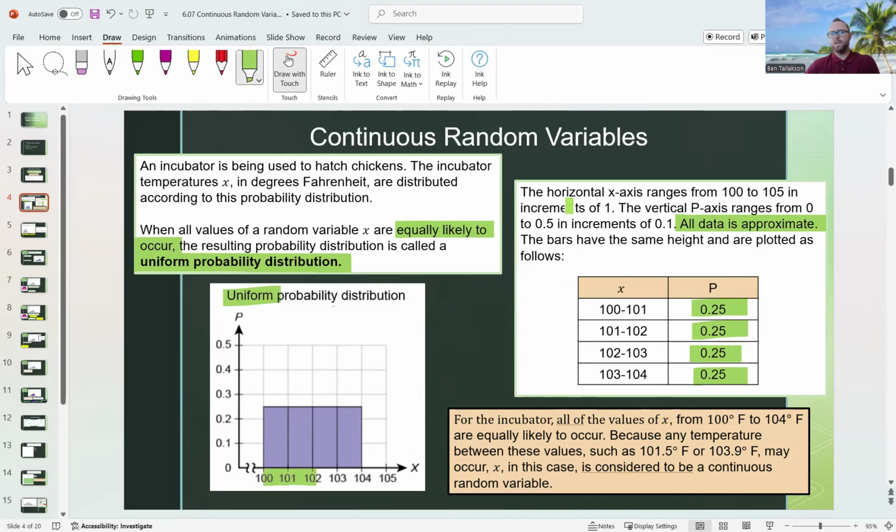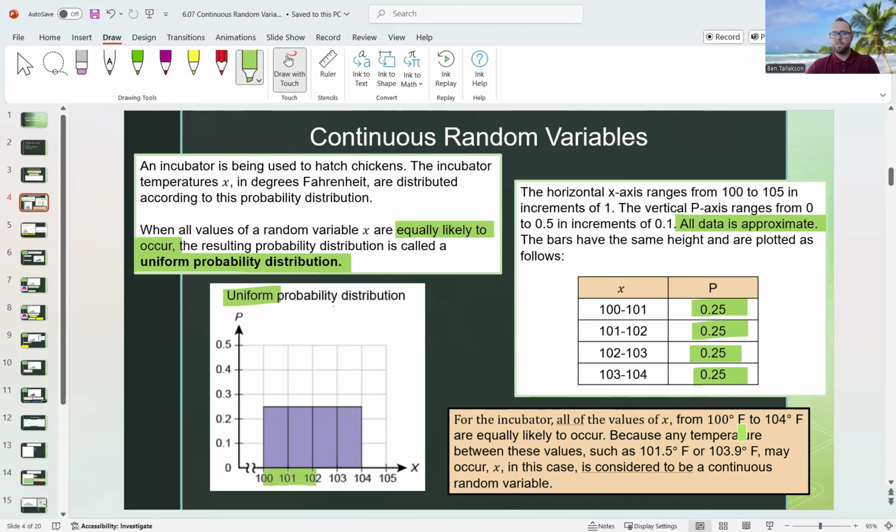The horizontal x-axis ranges, as you can see, from 100 to 105 in increments of 1. The vertical p-axis ranges from 0 to 0.5 in increments of 0.1. And the bars have the same height as we've seen on the graph and in the table. For the incubator, all the values of x from 100 to 104 are equally likely to occur, right? That's why we see that flat top.